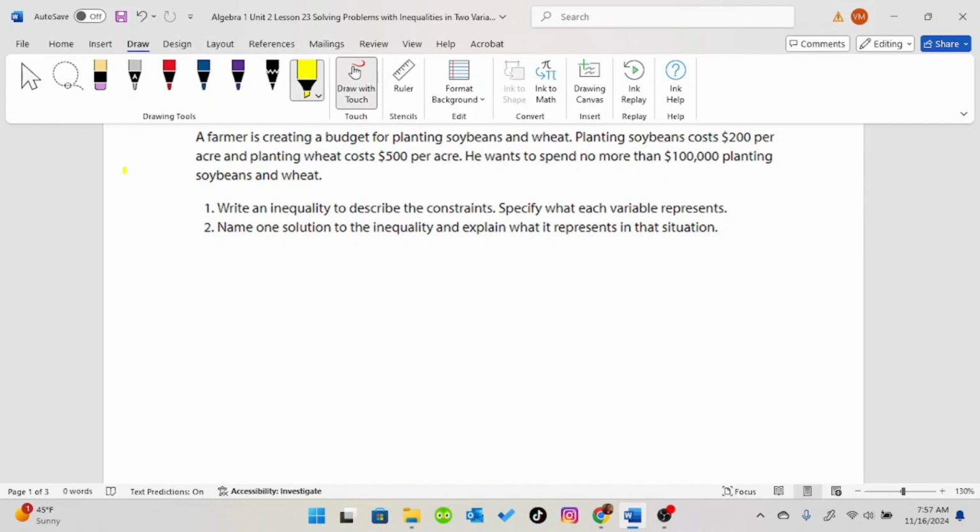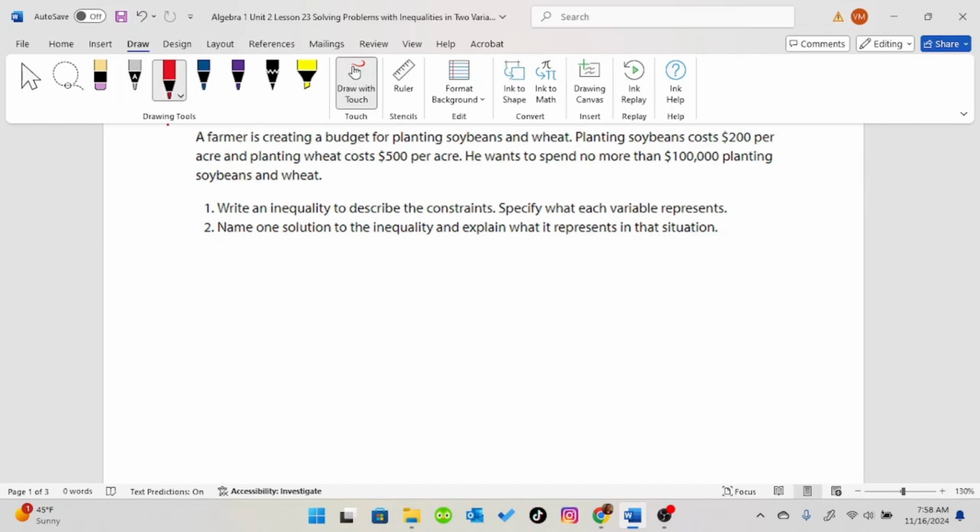Our next practice problem says, a farmer is creating a budget for planting soybeans and wheat. Planting soybeans costs $200 per acre and planting wheat costs $500 per acre. He wants to spend no more than $100,000 planting soybeans and wheat. Number 1, write an inequality to describe the constraints. Specify what each variable represents.